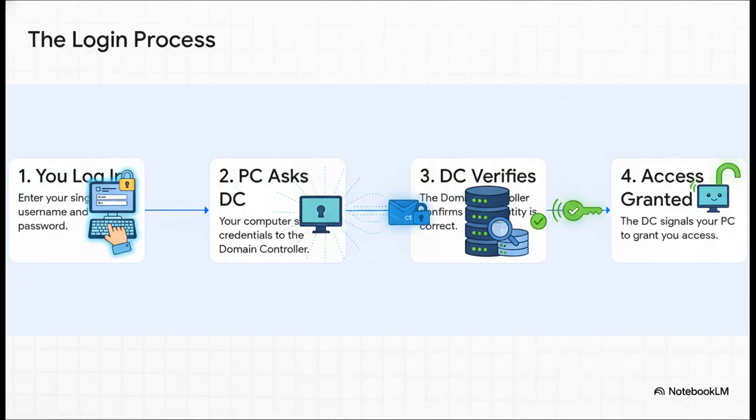The login process feels totally instant, but here's what's happening behind the scenes. First, you type in your username and password. Your computer actually has no idea if it's correct. Instead, it securely packages that information up and shoots it over to the domain controller. The DC checks its list, says, "Yep, I know them," and then sends a message back to your PC that says, "Okay, let them in." And this all happens in the blink of an eye.